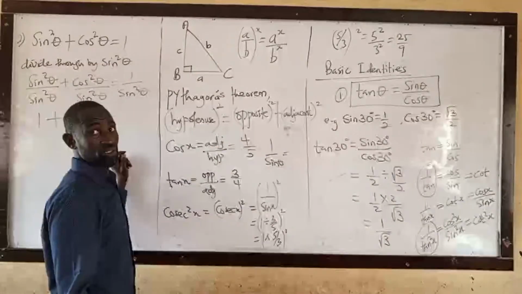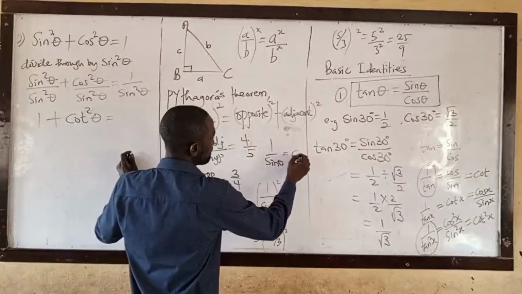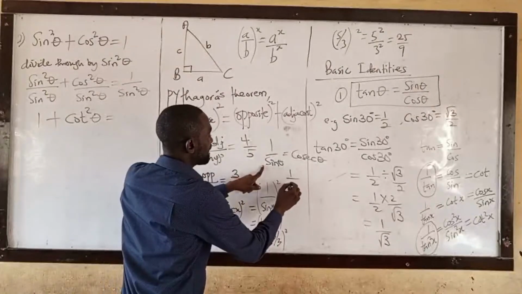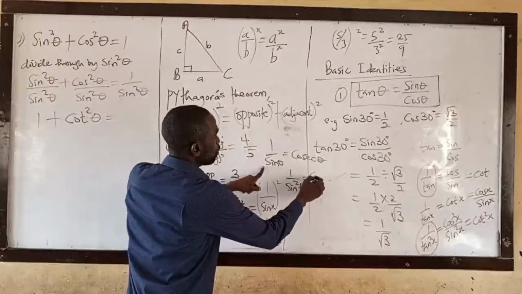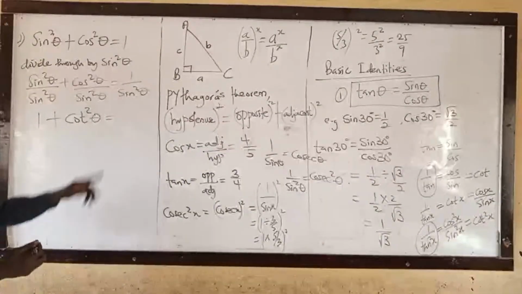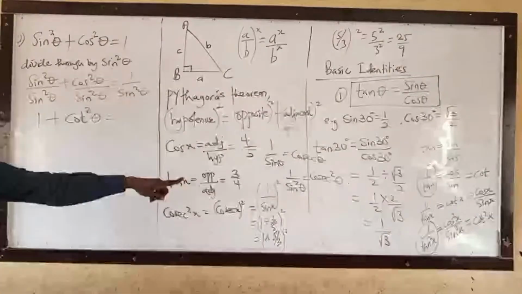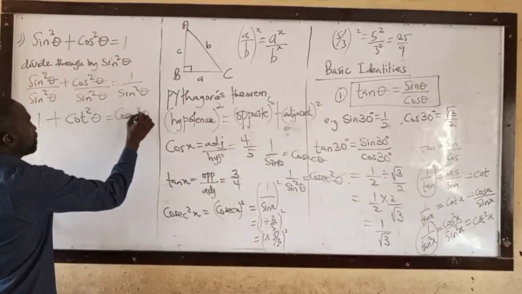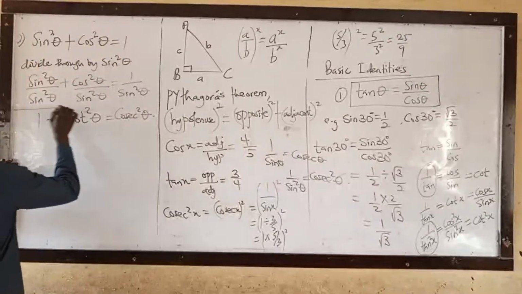What's the inverse of sine? Cosec. So cosec theta. If it's now 1 over sine square theta, that becomes what? Cosec square what? Theta. So this guy here will be cosec square theta. So we have cosec. This is another what now?